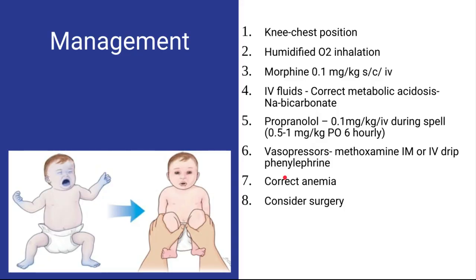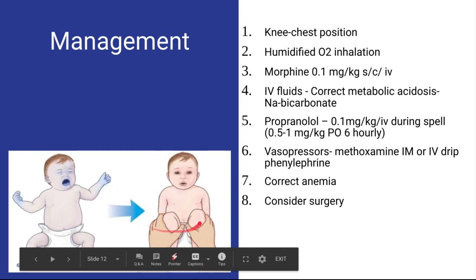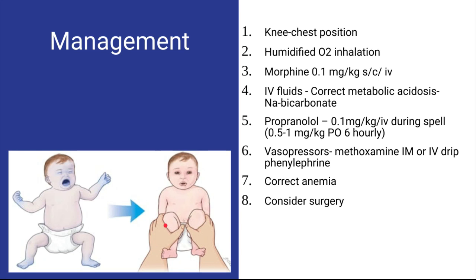So how will you manage this cyanotic spell? Knee chest position, like in this picture, or squatting will lead to increased systemic vascular resistance and decreased venous return. So decreased right to left shunt. Then humidified oxygen inhalation leads to decreased pulmonary vascular resistance and increased pulmonary blood flow, and increased pulmonary blood flow leads to increased oxygenation.